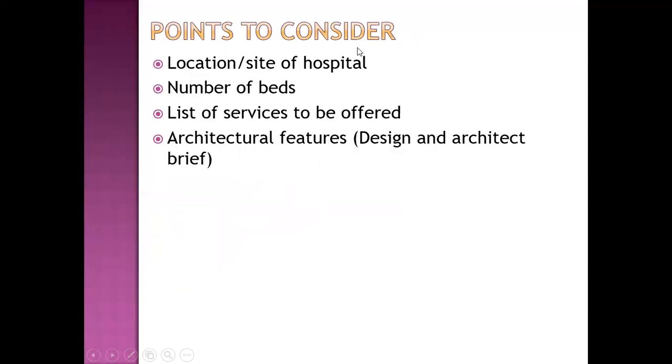Points to consider while hospital planning include location of hospital or site of hospital. I will talk more in detail on location in my next lecture on designing of hospital. The number of beds, this should be considered while planning. I will talk more about it in my next lecture on hospital design. List of services to be offered. We have already seen that it depends on the healthcare need of the community and financial aspect. Then architectural features, design and architectural brief. This I will talk about in my next lecture. So these are the points we need to consider while planning a hospital.